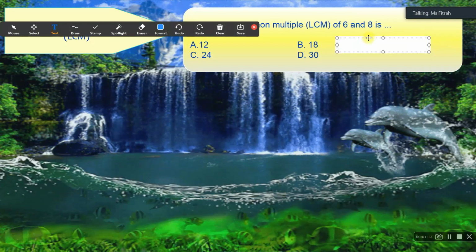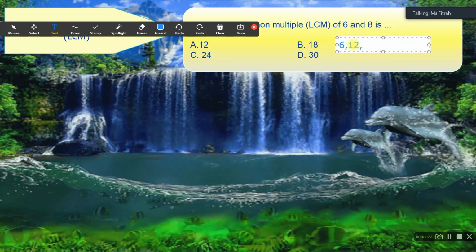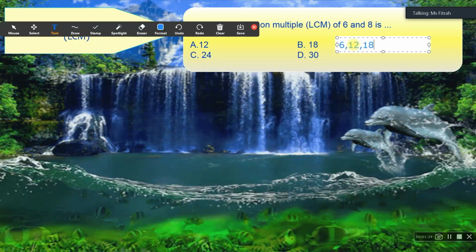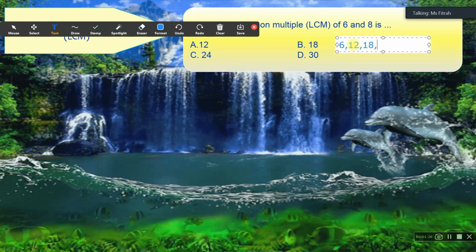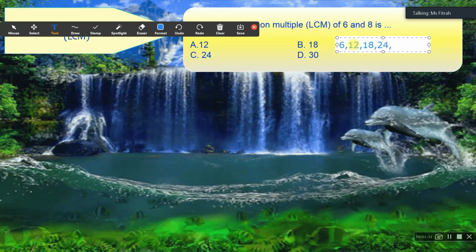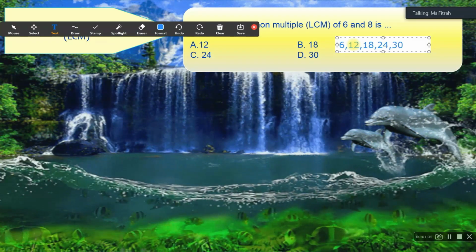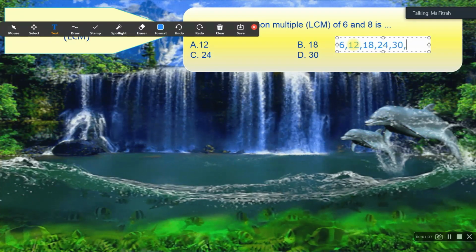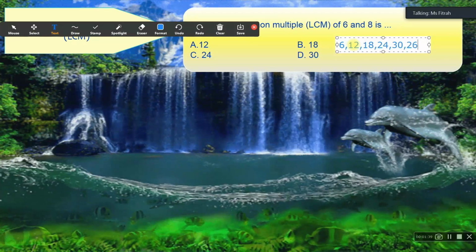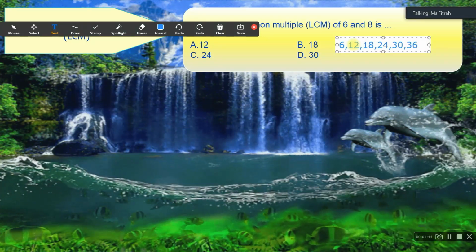The multiples of 6. 6, and then 12, and then 18. After this 24. Yeah. After this, how many? 30, right? And then 36. I think enough.